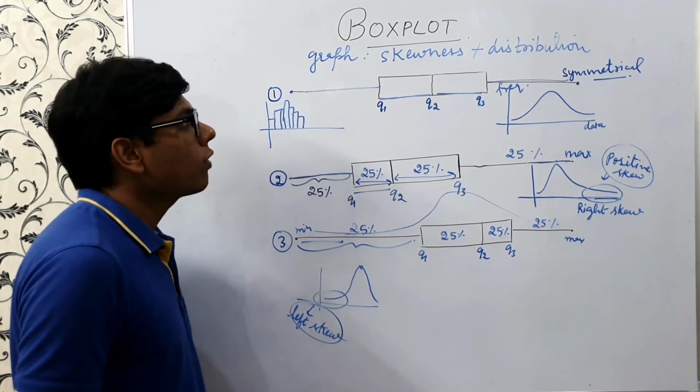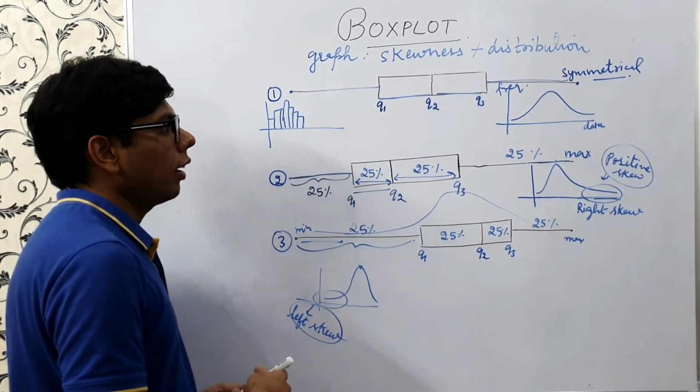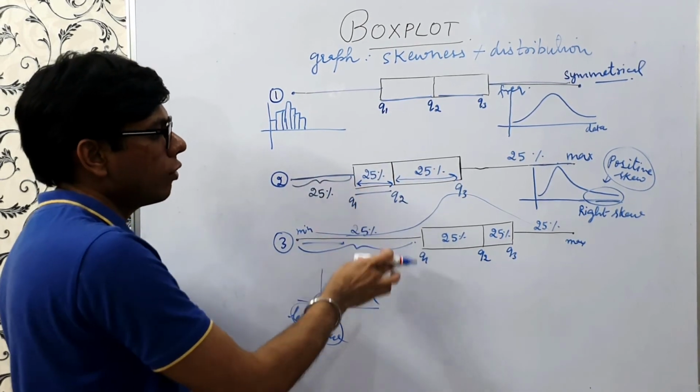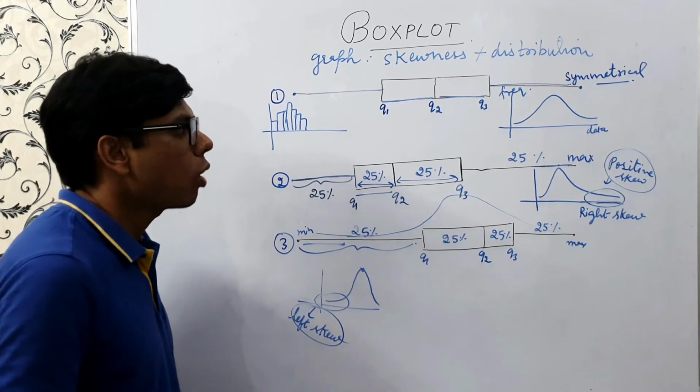So hope you have understood boxplot and how to judge skewness in different cases and how to determine the outliers using boxplot, right?